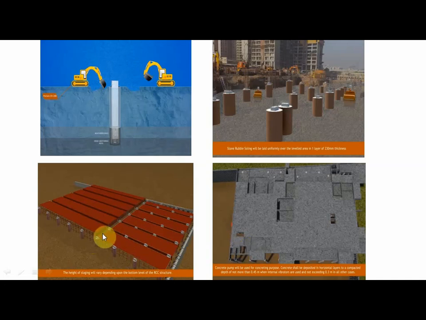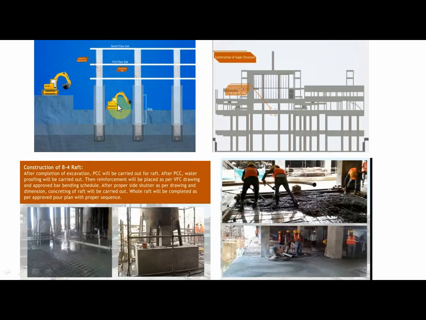Here, this formwork is prepared, and after the formwork the reinforcement will be placed, and after that concrete will be poured on the slab to cast the slab. Okay, and after that, this is over for the first level.